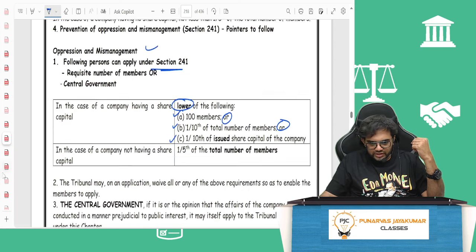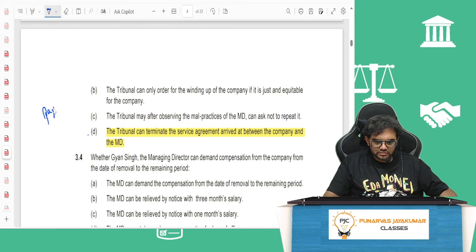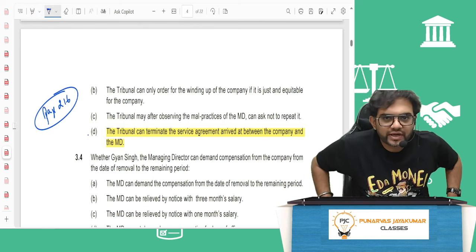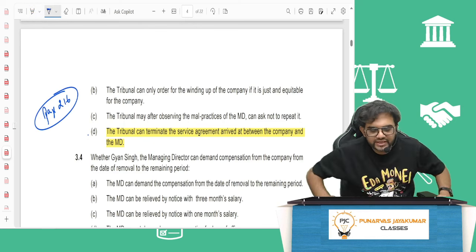What are the orders of the tribunal? Termination of the agreement between company and the MD. Yes. No mercy. Yes, here. Page 216. Can terminate easily. No questions asked.